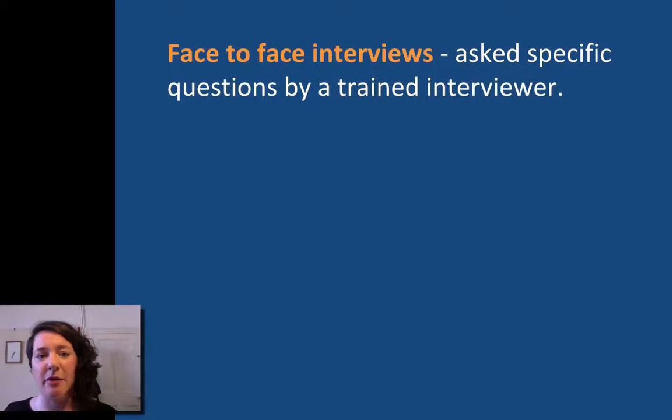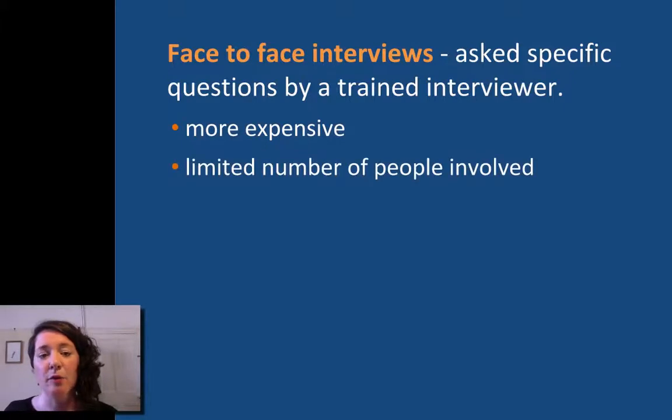Even more in depth than that is the face-to-face interview. So this is where people would be asked specific questions by a trained interviewer. Now, because it's in a one-to-one type of situation, it can make this method more expensive because there's a lot of time and there's a person always there and involved in the activity. Also, because of this, you'll probably only be able to have a limited number of people involved in your study or in gathering the information you're looking for.